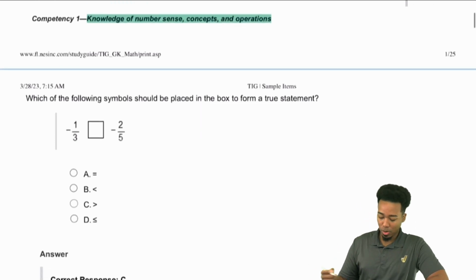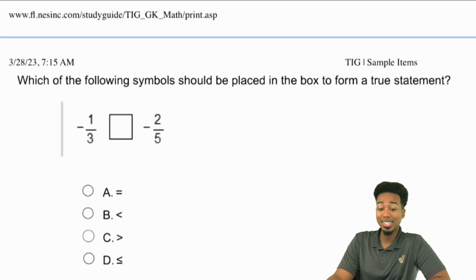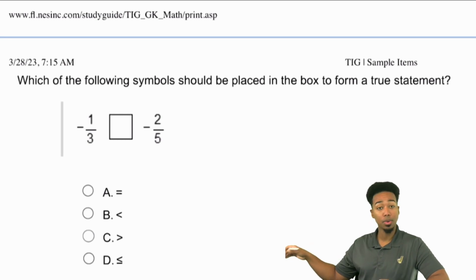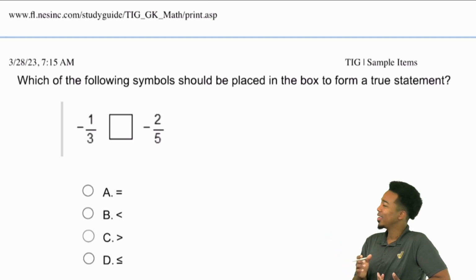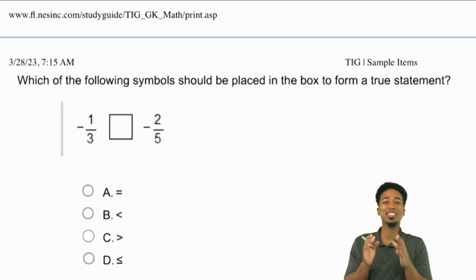Number 1. Let's zoom on in. Which of the following symbols should be placed in the box to form a true statement? Okay, cool. I'm not going to show you the answer right away. I want to point out with this first problem that this is actually a pretty broken problem. I'm going to explain to you why.